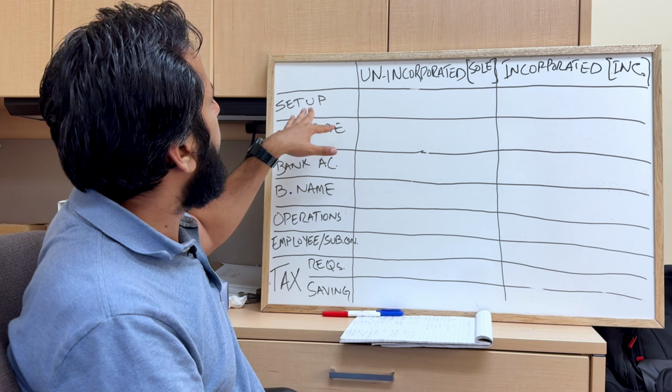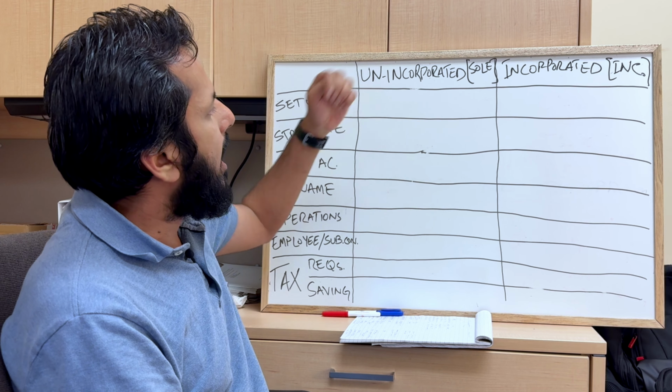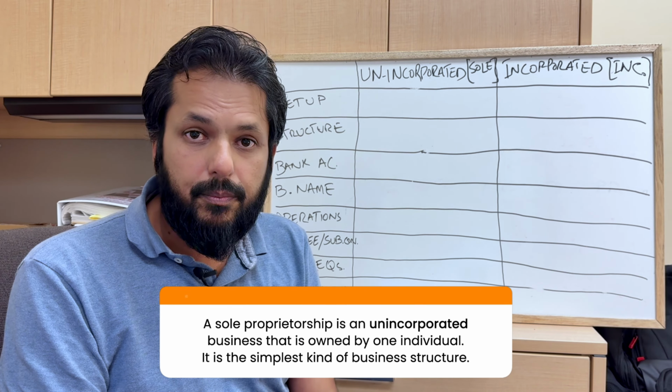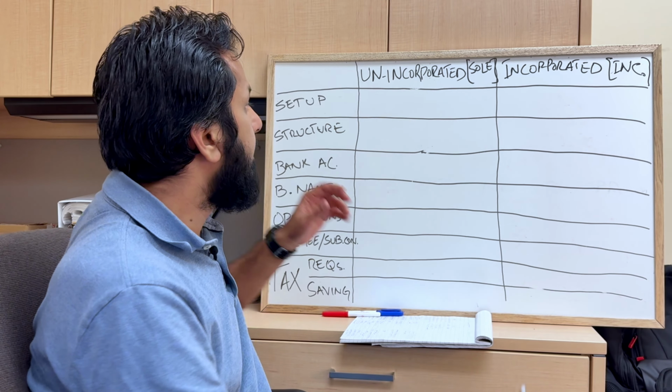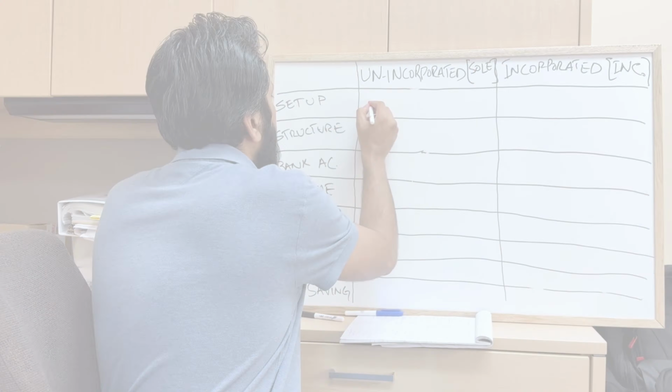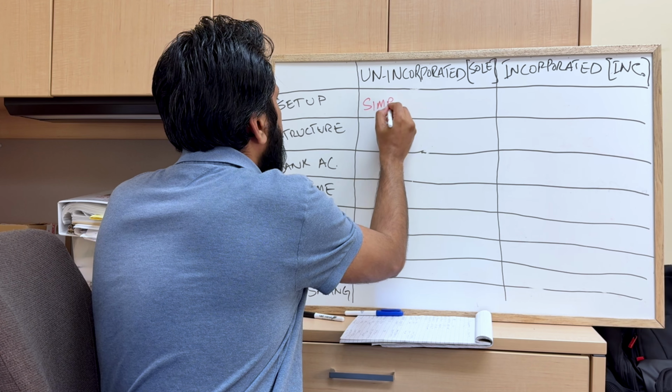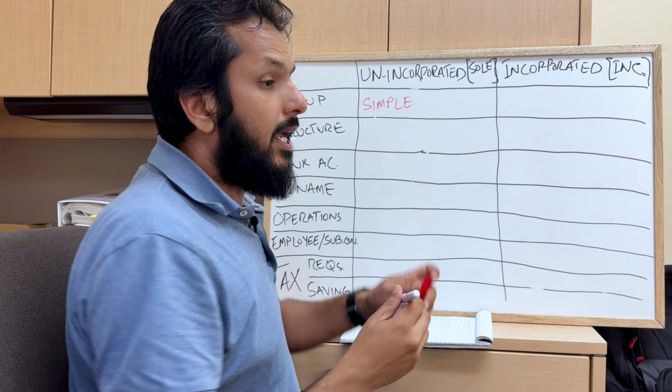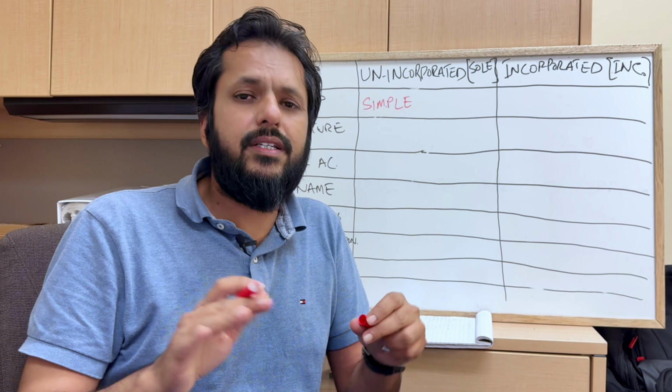So first thing, let's see what the setup for an unincorporated or sole proprietor contractor would look like. You don't have to do anything here. So this is very simple. All right, how simple? Very simple, seriously.